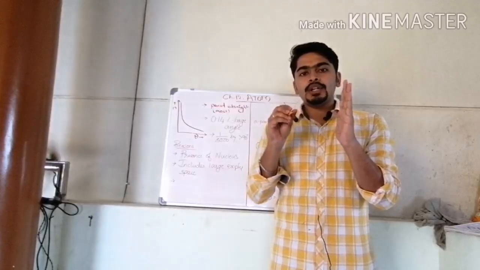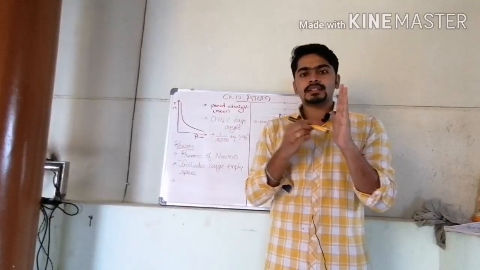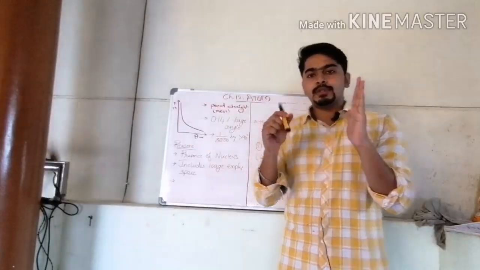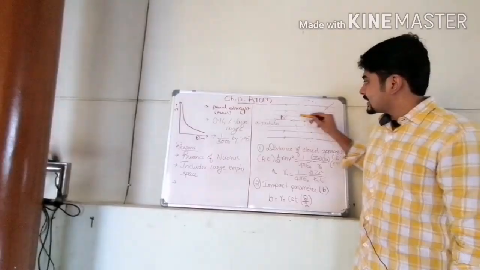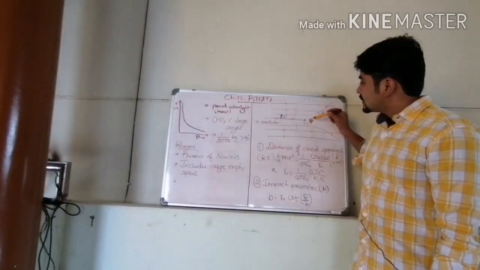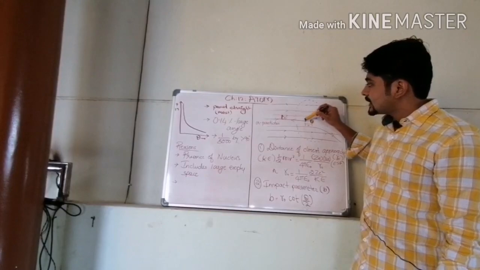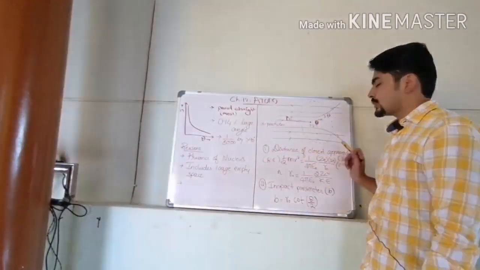At that point, what happens? It has high potential energy because of the nucleus, and the distance between the point where the alpha particle stops and the center of the nucleus is called the distance of closest approach.